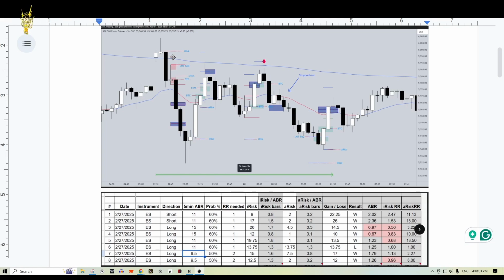Initial risk, so what's the distance to your stop? And then actual risk is how far did it go against you? On this first position here where I've sold the pullback, it only went against me 2 points. So the actual risk is 2, but it's 9 points away from the stop. So that's gain or loss, 22 points, happy days. But that looks great, except we know it's a smaller size. So settle down. And then win or loss or break even.